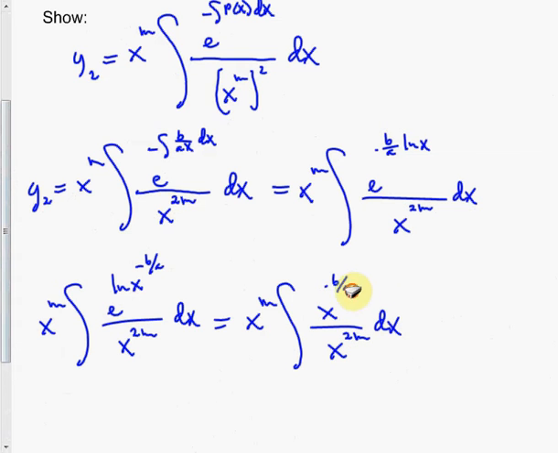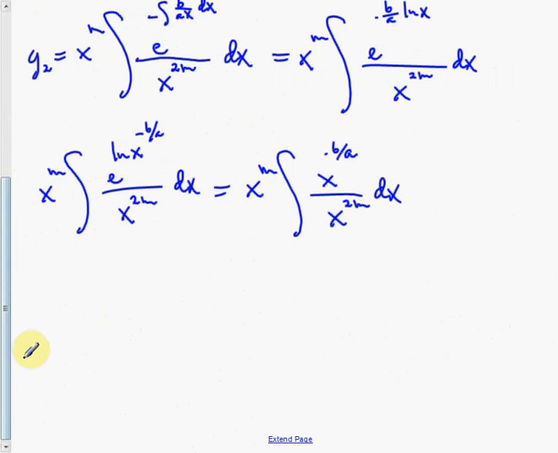Well, since x and x are the same base, I can deal with the exponents there. So y sub 2 is x to the m times the integral of x to the negative b over a minus 2m dx.